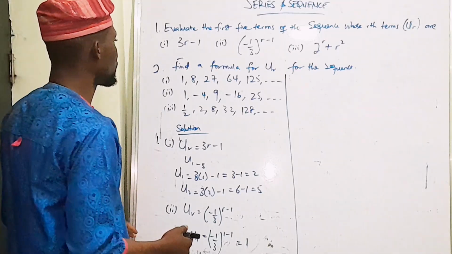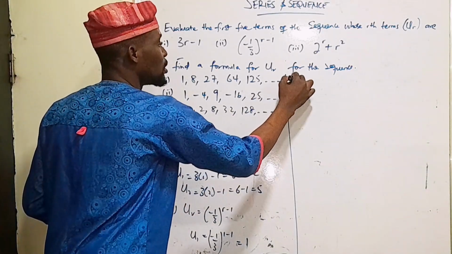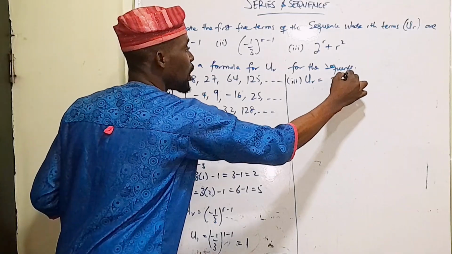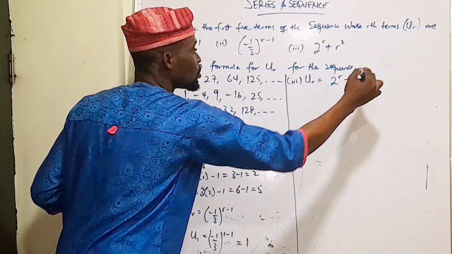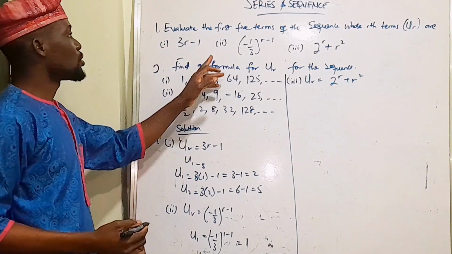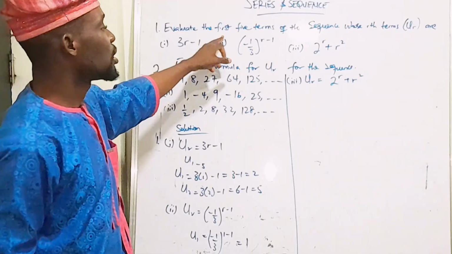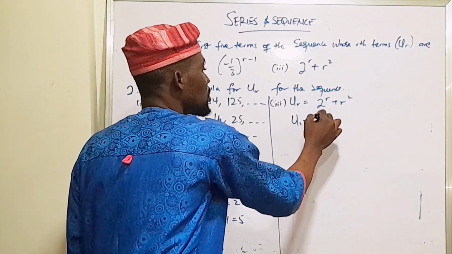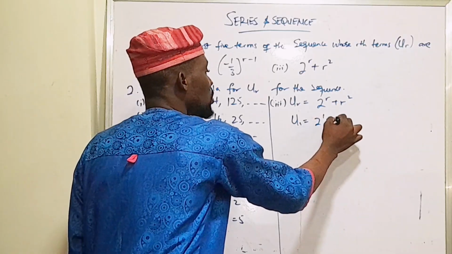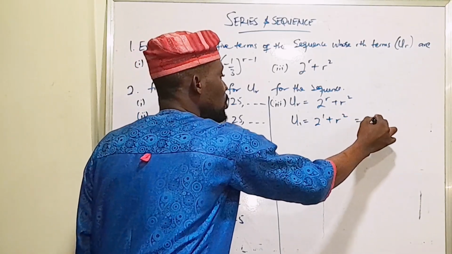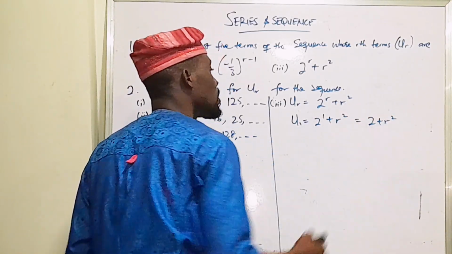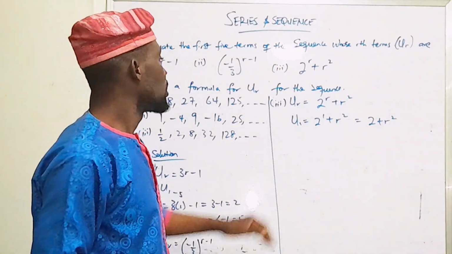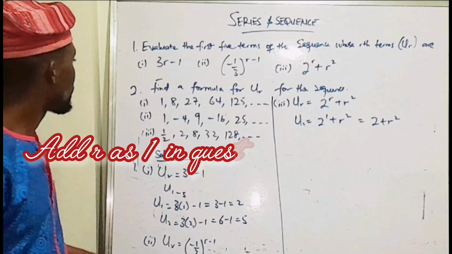Then finally for number 3, I have my Ur formula as 2 raised to the power r plus r raised to the power 2. To test also for the first 5 terms, test U1 to U5. So I have U1 equals 2 raised to the power 1 plus 1 raised to the power 2, and that gives me 2 plus 1 squared. Down to U5.